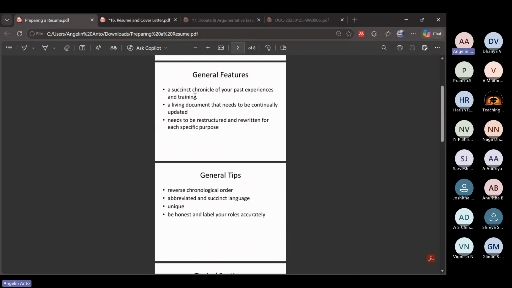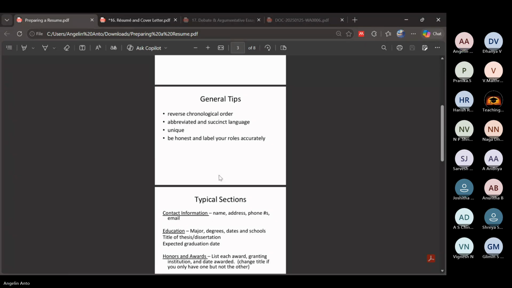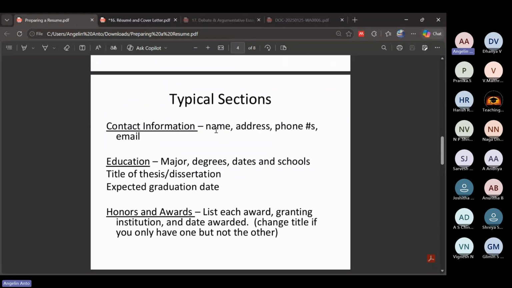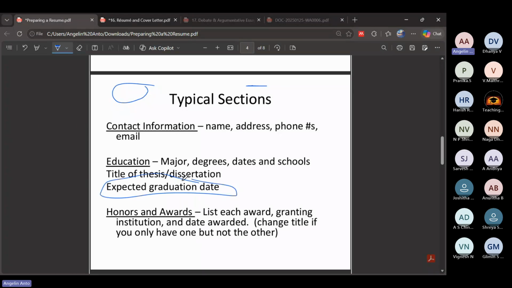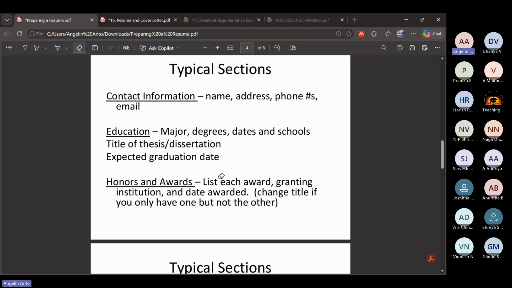Now, general features. Chronological: as I said, it should be in reverse chronological order. Abbreviated: if it's something like a Bachelor of Technology in computer science, you can just write BTech. That's understandable. Contact information: you should have name, address, phone number, and email. Education: majors, degrees, dates, course, title, dissertation. If you are currently in some educational institution, in the date section you would say expected graduation time, depending on the situation. And honors and awards, as I said, any certificates of excellence or any NSS, YRC, something you have, you list them out.